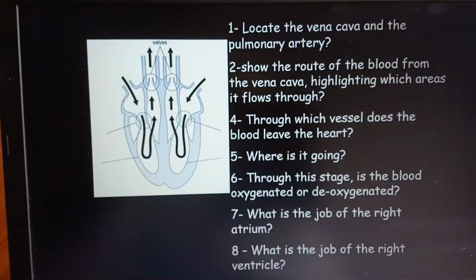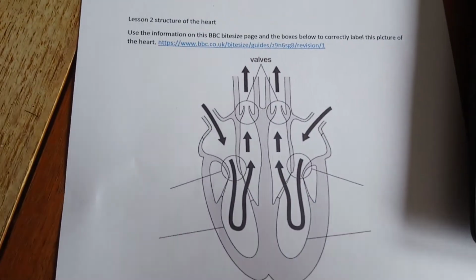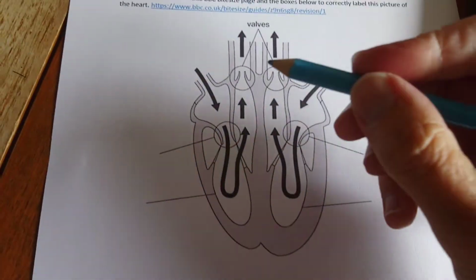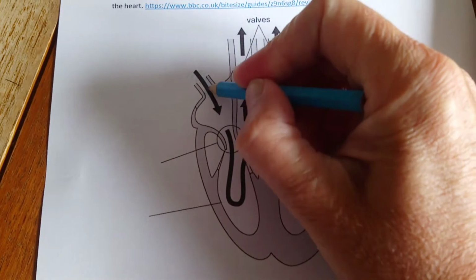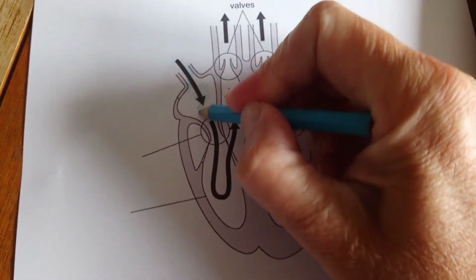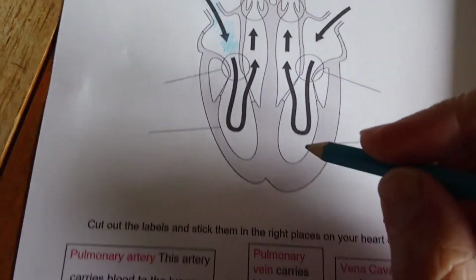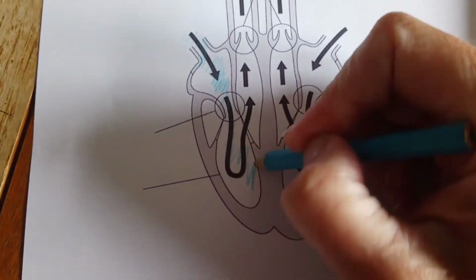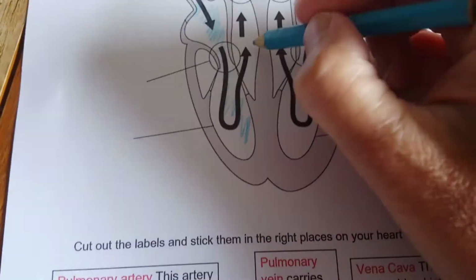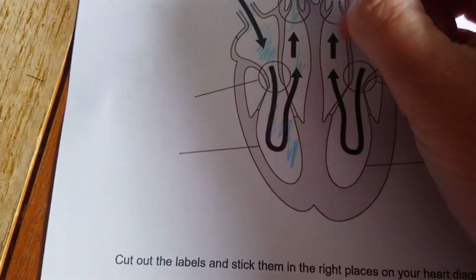So I've got an example. I've got my blue pencil here. This is coming in the vena cava we've talked about already. The blood goes into the right atria. It then travels by heartbeat into the right ventricle and then up out of the pulmonary artery.